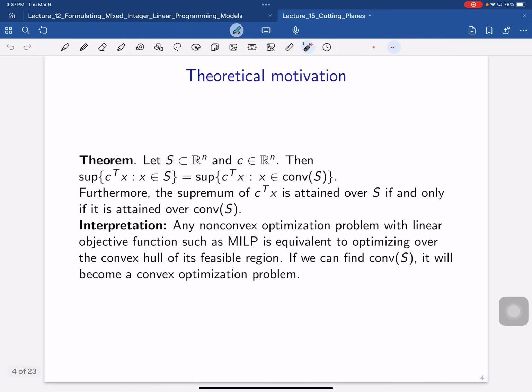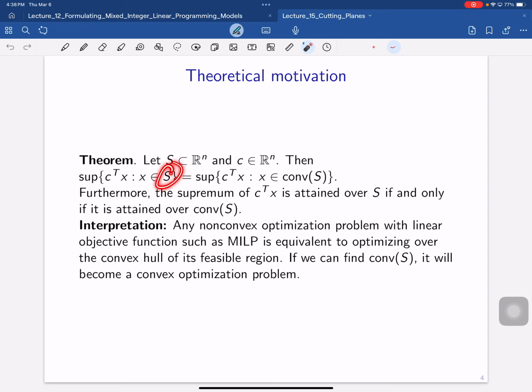Yeah, so here, besides the geometric motivation, these theorems show you a theoretical motivation why cutting planes can be useful, or why getting the convex hull of a given optimization problem can be useful, right? So the theorem says the following. If you are solving a, let's say, supremum, or you can think about this as a maximization problem, if S is a compact set. So if you have c transpose x, subject to x is in a set S, right?